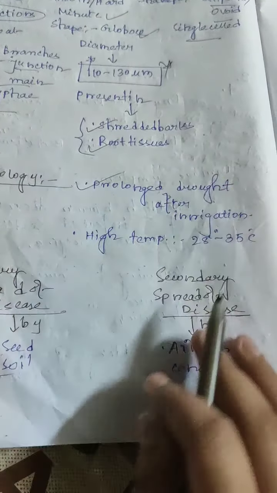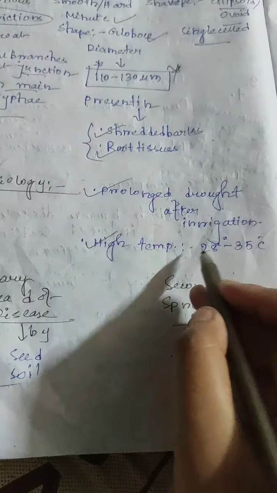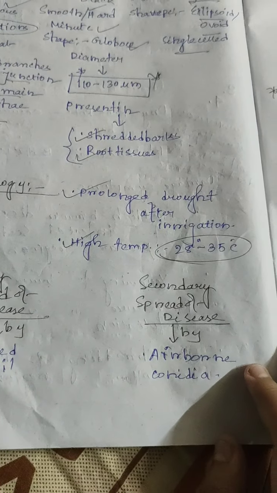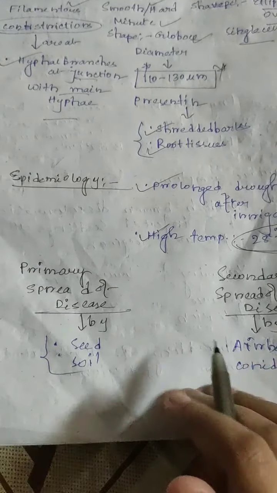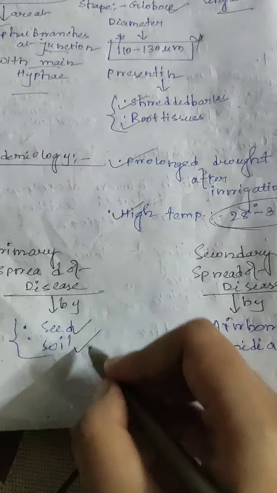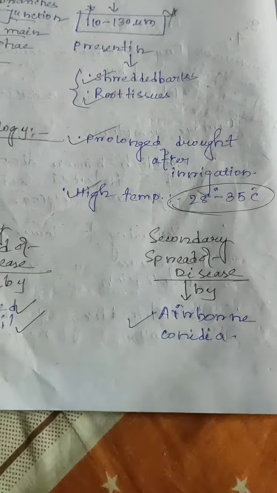Epidemiology: prolonged drought after irrigation and high temperature. Temperature is 28 to 35 degrees Celsius. This is the disease epidemiology. Primary spread of disease by seed and soil, and secondary spread of disease by airborne conidia.